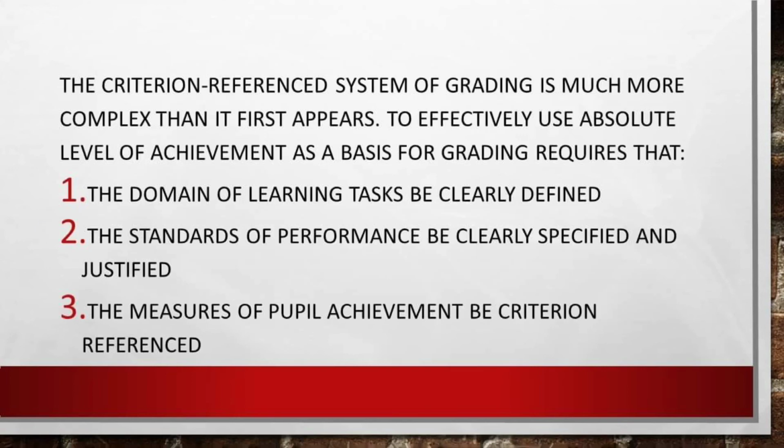The criterion-referenced system of grading is much more complex than it first appears. To effectively use absolute level of achievement as a basis for grading requires that, Number 1, the domain of learning tasks be clearly defined. Number 2, the standards of performance be clearly specified and justified. And last one, the measures of pupils' achievement be criterion-referenced.